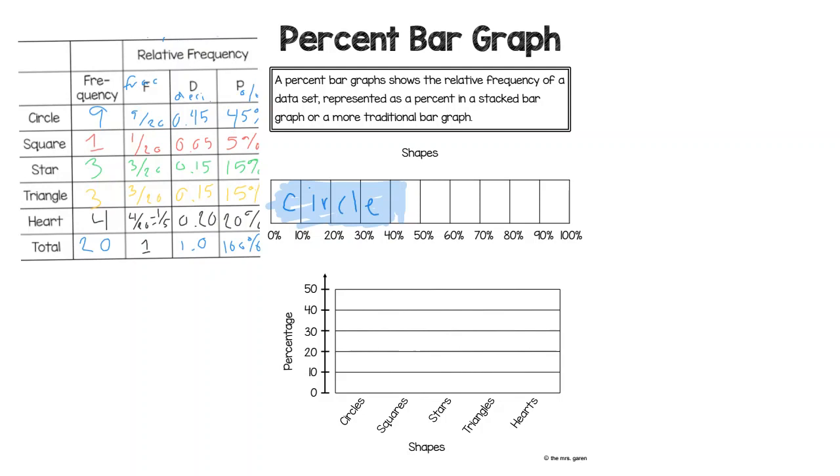The next thing we have is our squares. We said our squares was 5%. So what we're going to do is we're going to add 5% to that. So we're going to start where we ended right here at 45%, and we're going to add 5%. So 45 plus 5 is 50. So we're going to shade in between 45 and 50. And that right there is equal to what our square was.